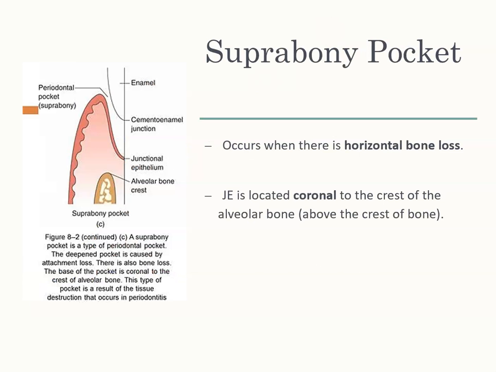Suprabony pocket: think of supra, which means on top of the bone. So the junctional epithelium, which is the very bottom of the sulcus, is supra the bone. This happens when you have horizontal bone loss. When you have horizontal bone loss in that area and you have a pocket, it's a suprabony pocket, where the junctional epithelium is above the alveolar crest.